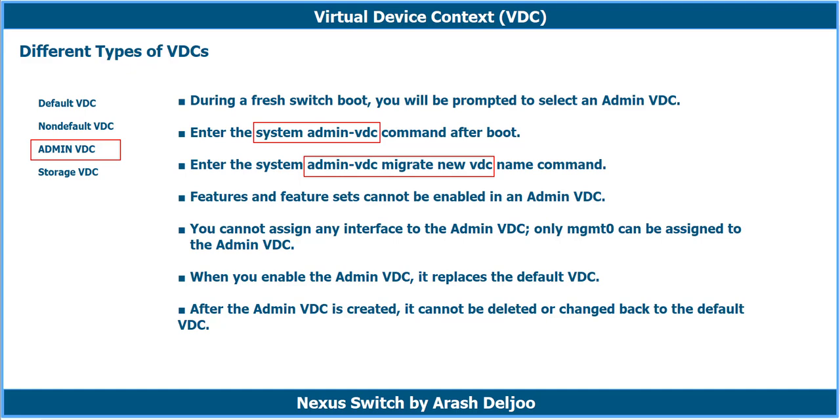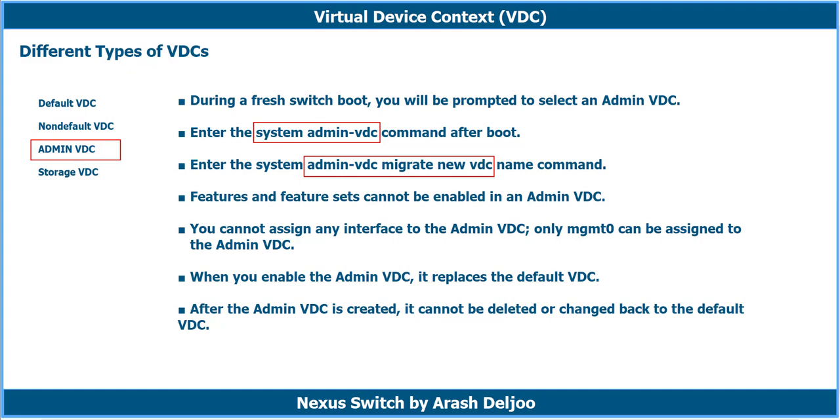The admin VDC has certain characteristics that are unique to it. First, features and feature sets cannot be enabled in an admin VDC. You cannot assign any interface to the admin VDC. Only management 0, or MGMT 0, can be assigned to the admin VDC. When you enable the admin VDC, it replaces the default VDC. You must be careful or you will lose the non-global configuration.